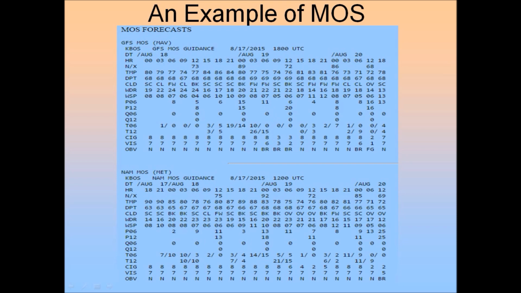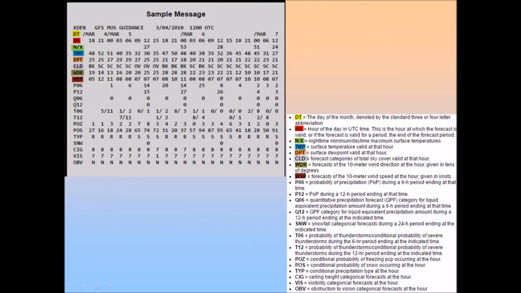And this is what MOS looks like. Every MOS model run will look exactly the same. Now the numbers and everything will change, but the format is still basically the same. And looking at this, it's a little bit of a mess. Okay. So I'm going to go through how to read MOS.